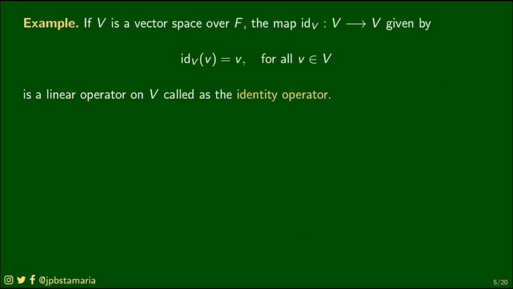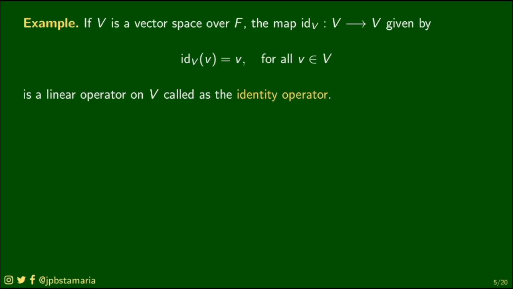Another trivial example would be the following. If you take any vector space V over F, you consider the mapping denoted by ID_V. The map ID takes V to V in the following manner. It simply takes in little v, and then it spits out little v as an image as well. So you can think of it as a trivial action because it does nothing to v. Whatever your input is, it's going to be the same output.